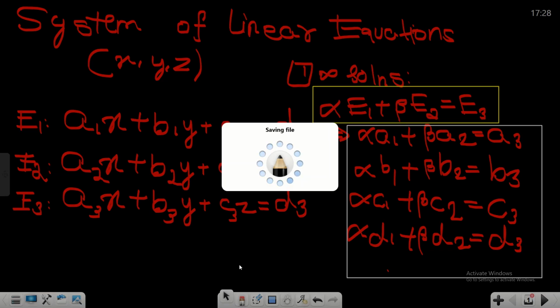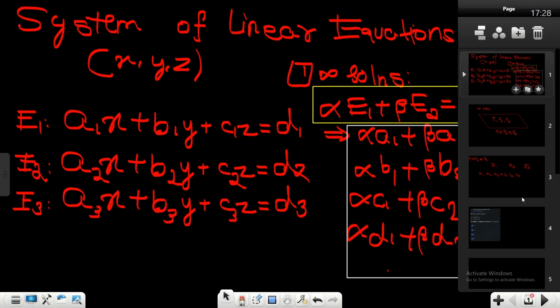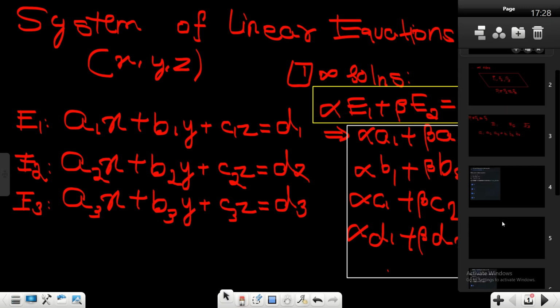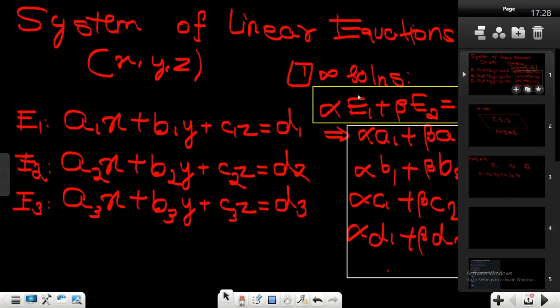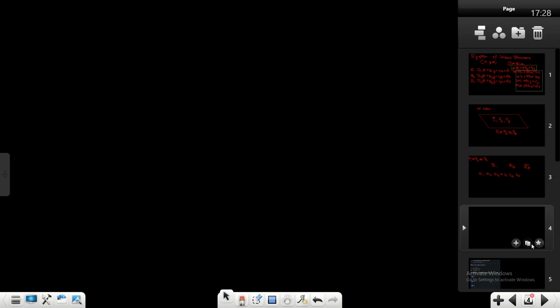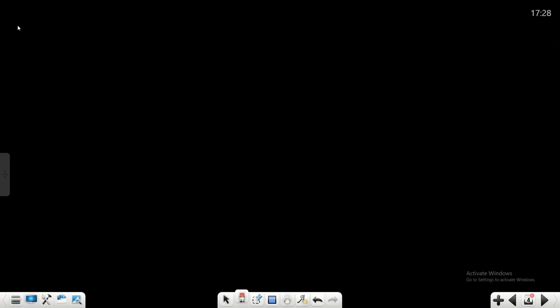Okay, now in the chart that I have shown you before, I only covered infinitely many solutions, but what about no solution and unique solution? Let us see. So this is the first case. Now the second case is no solution, and the last case is unique solution. Okay, so the second case is no solution. What will be the condition for a system of equations having no solution?